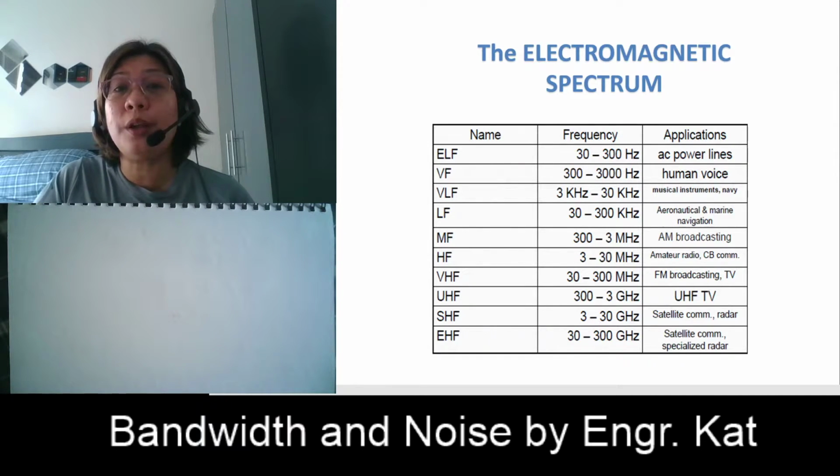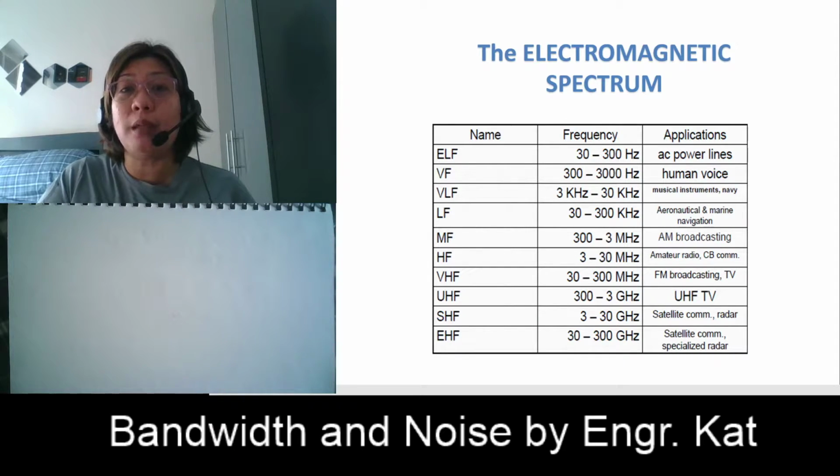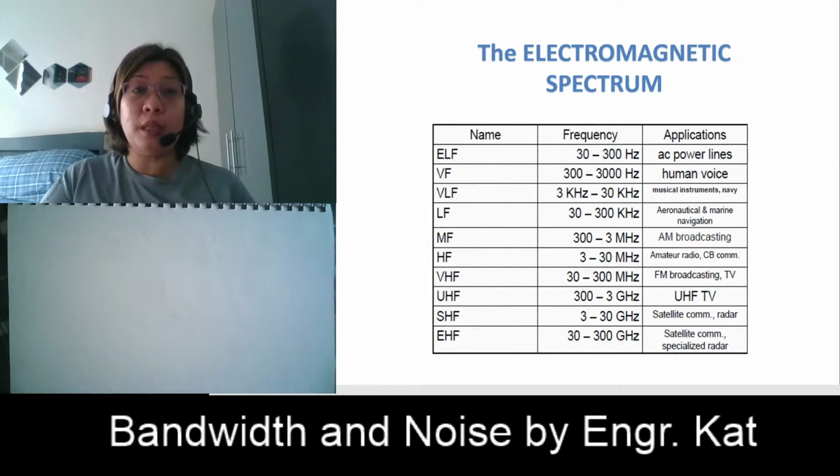So this is where some musical instruments or navy communication take place. So we have here low frequency. So this is where aeronautics and marine navigation fall into place. So therefore, in their airplanes or in their ships, the frequency that they're using mostly falls within this frequency range.